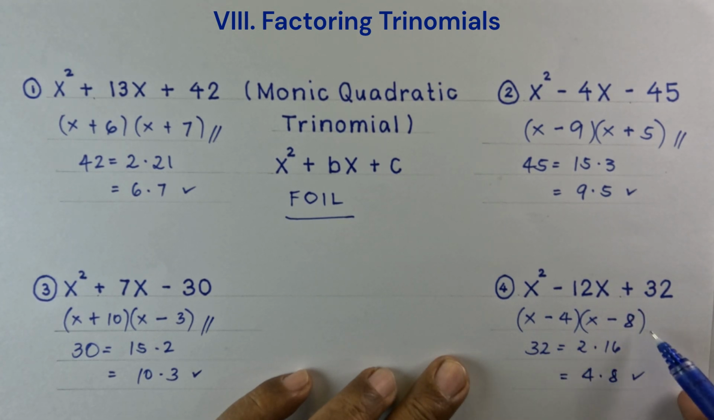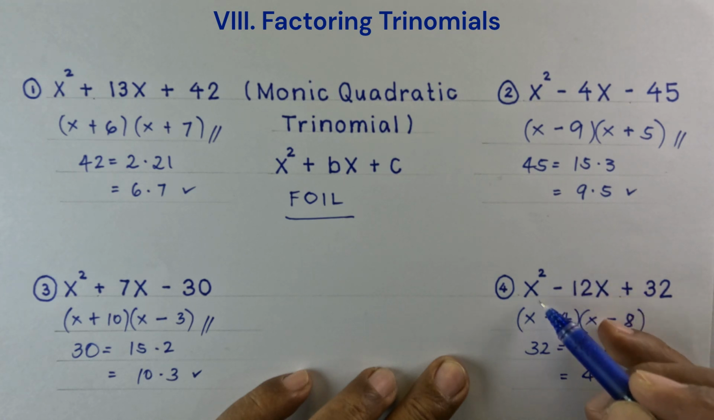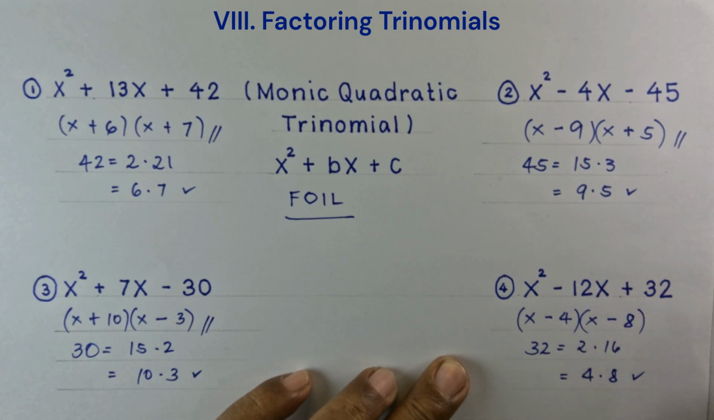So let's check if this factoring is correct. X times x is x squared. X times minus 8 is minus 8x. Minus 4 times x is minus 4x. So minus 4x minus 8x is minus 12x. So it satisfies the middle term. Negative 4 times negative 8 is positive 32. Therefore, this factoring is correct.